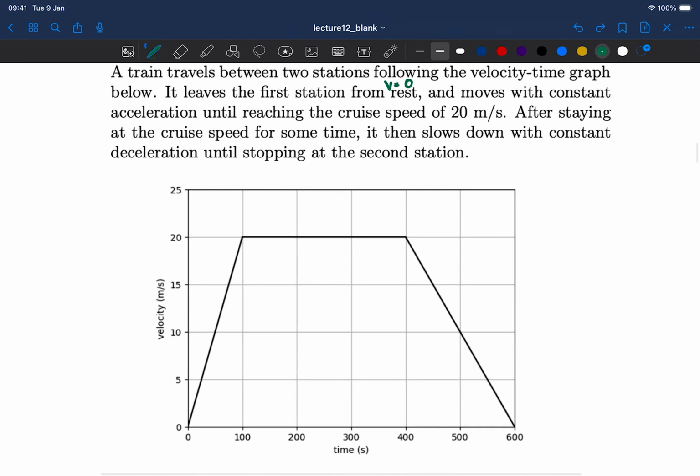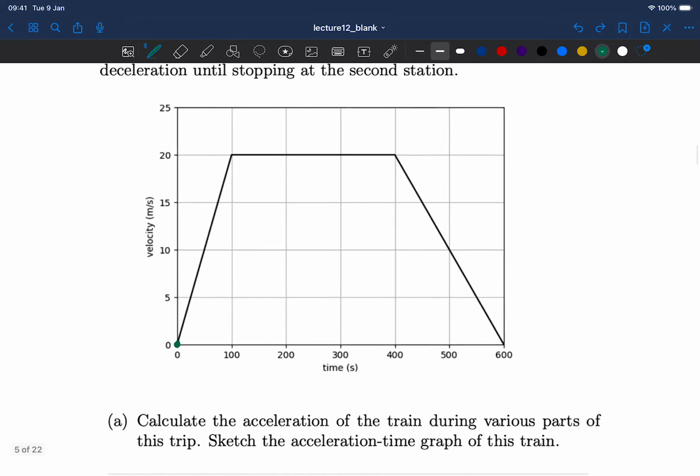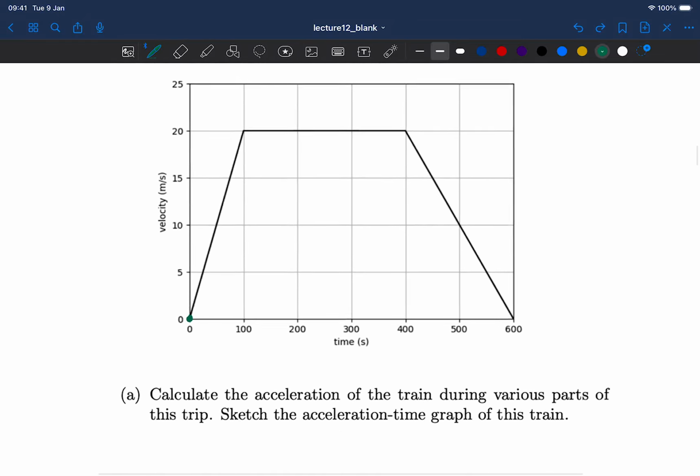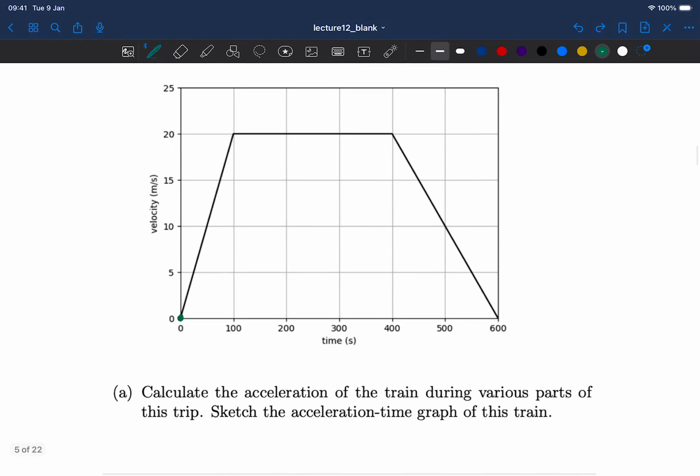station. So essentially it starts from 0 velocity, it's getting faster. Once it reaches here, it stays at 20 meters per second and then slows down and then reaches the destination. So what to do? Well, first question: calculate the acceleration during various parts of this trip. Sketch the acceleration-time graph of this train.